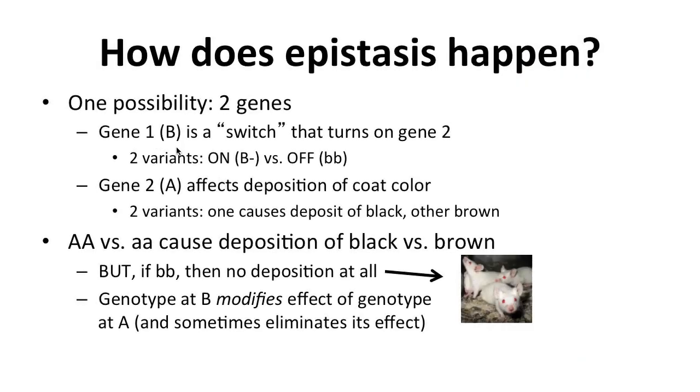And honestly, that's only one way that epistasis can happen. Two genes where gene 1, B, is a switch that turns off gene 2. Right? This is similar to what we just saw. Whereas gene 2 affects the deposition of coat color, where one causes black and the other causes brown. But if you turn off the switch, it doesn't matter. Right? So this is what was going on in this particular example. The genotype at B modifies the effect of the genotype at A and sometimes eliminates its effect completely.